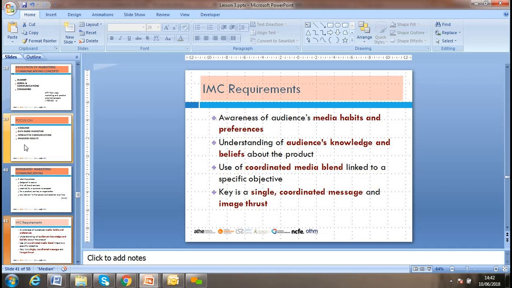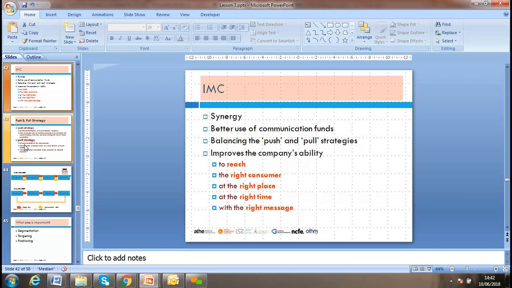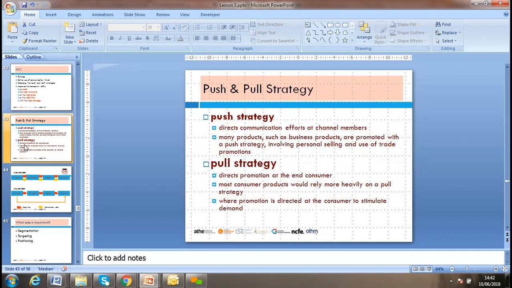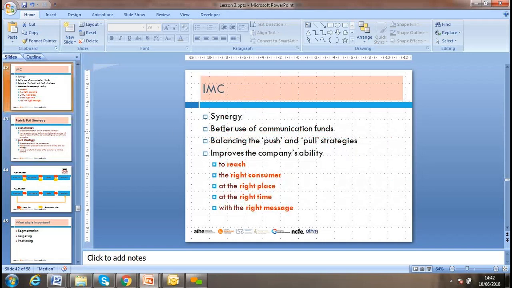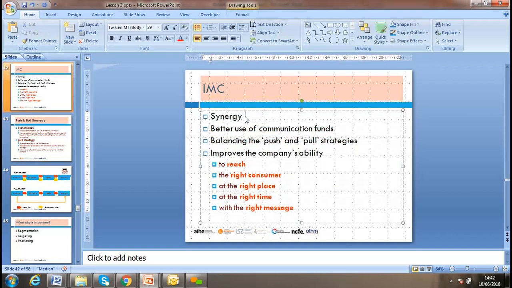So we need to find how we can reach the right consumer, right place, right time, and the right message. So the word synergy. We have heard about synergy. What is meant by synergy?